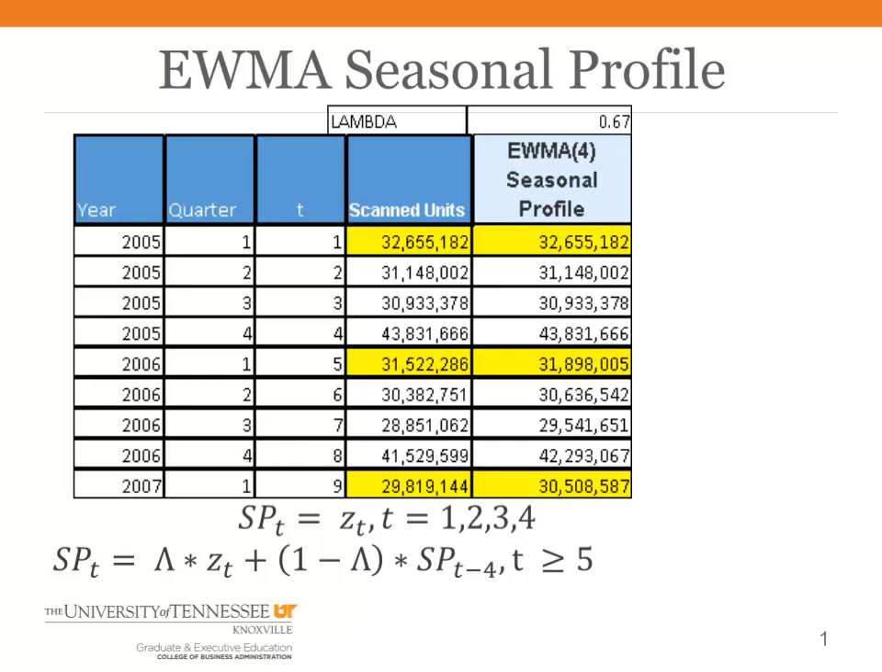And of course, I'm also doing the same thing for all of the second quarters, third quarters, and fourth quarters. Now the weight that I place on the most recent quarter is denoted using a capital lambda. It looks like an upside down V.